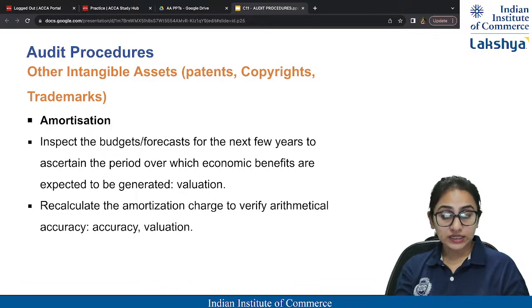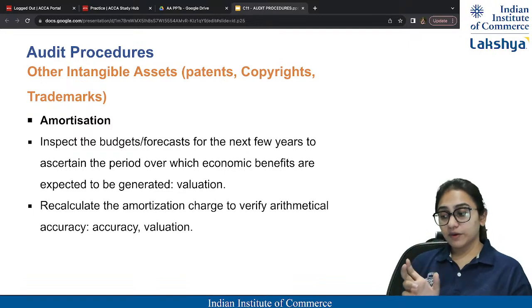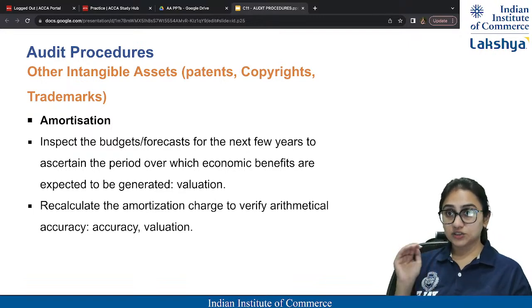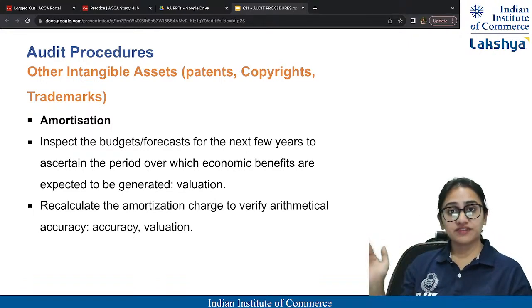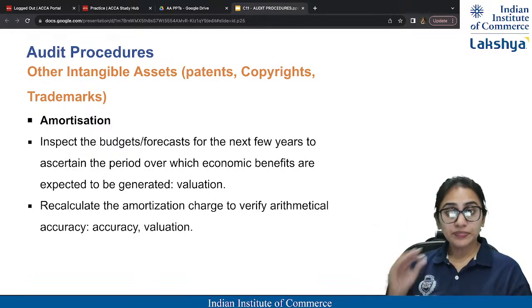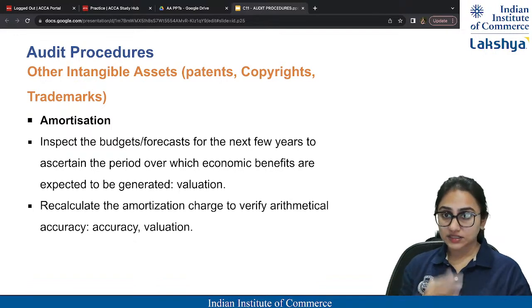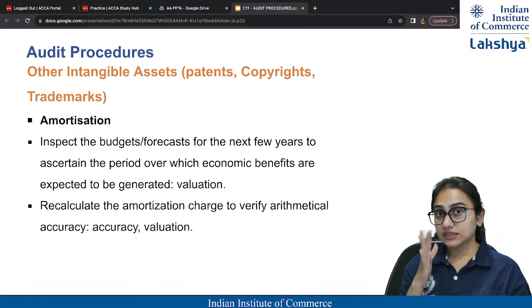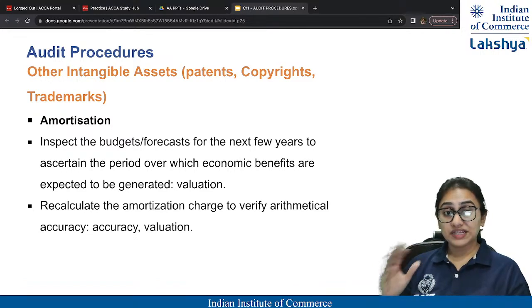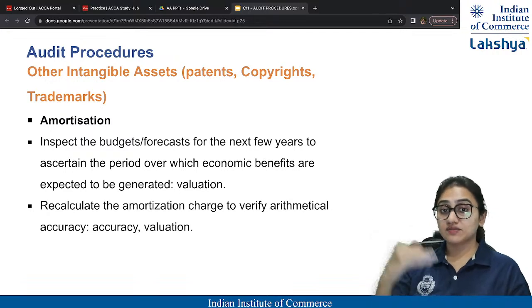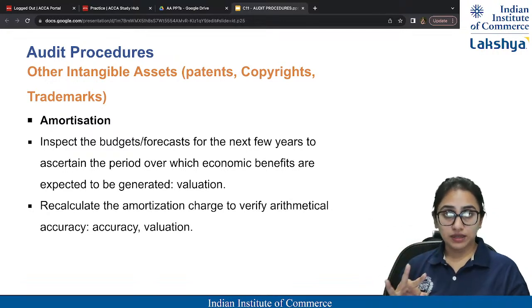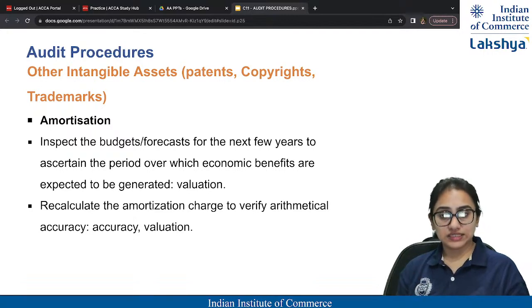Like for tangible assets, if I want to calculate depreciation, first I should know the life of the asset, and depending on the life of the asset, I will split the depreciation. Similarly, for intangible assets, whenever I want to calculate amortization, which is like a depreciation of intangible assets, I need to know the period over which I will get economic benefits from the patent, copyrights and trademarks. Once I know that, then I can amortize the intangible assets.